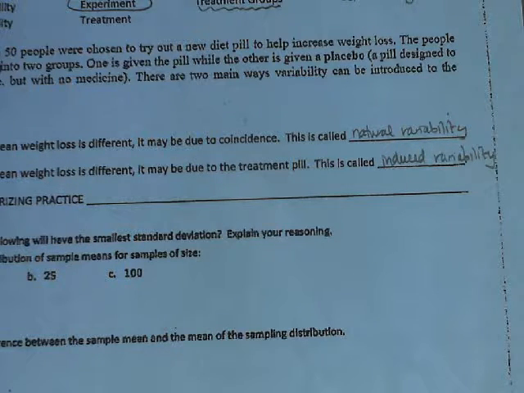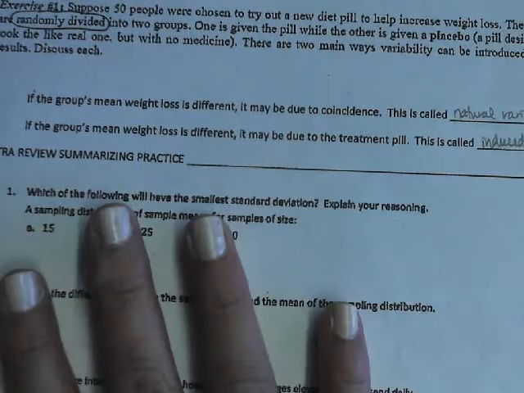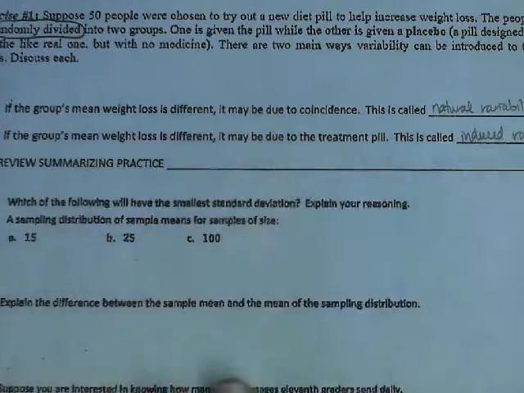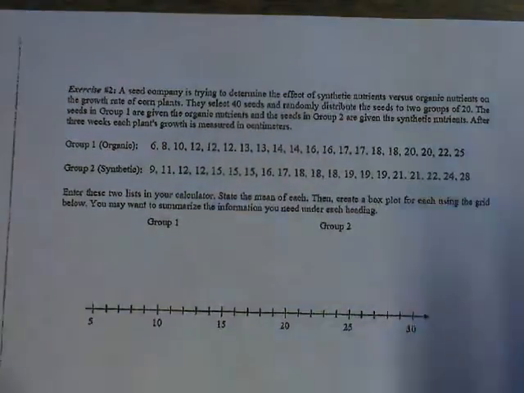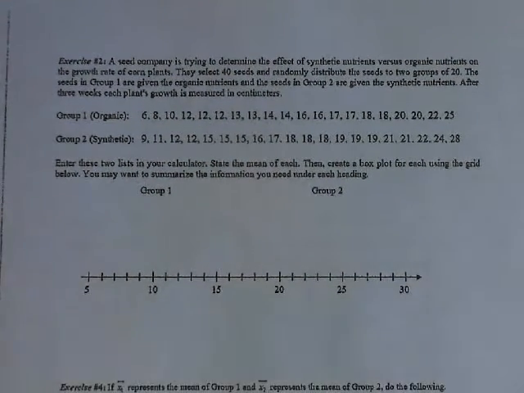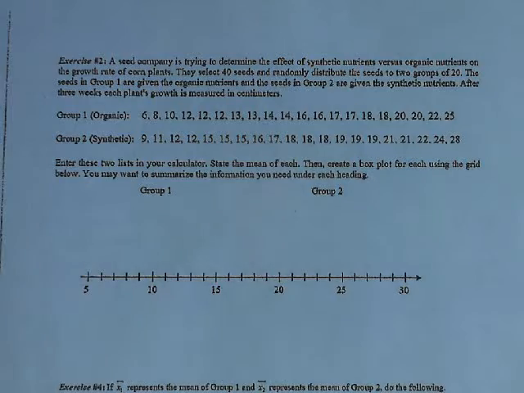Okay, this extra review summarizing practice on the bottom is completely out of place. It's just because I wanted these things on the back side to be all together. So these two examples on the back are really our notes. So go to the back. And I want you guys to get out your calculator. I'll tell you in a second, once we read this, what we're doing.